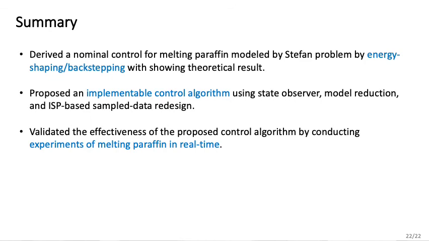As a summary, we have derived a nominal feedback control law for melting paraffin modeled by the Stefan problem by the energy shaping backstepping method. And then we proposed an implementable control algorithm using state observer and model reduction and ISP-based sampled-data redesign. And finally, the effectiveness of the proposed control algorithm is validated in the experiments of melting paraffin in real time. This concludes my talk, and thank you for your attention.